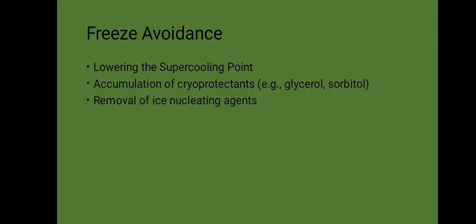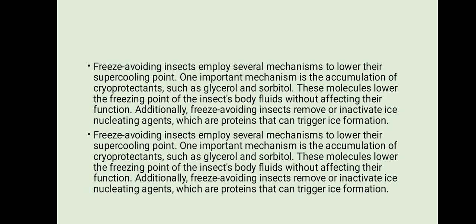Freeze avoidance strategies include lowering the supercooling point, accumulation of cryoprotectants, and removal of ice nucleating agents. Freeze avoiding insects employ several mechanisms to lower their supercooling point. One important mechanism is the accumulation of cryoprotectants such as glycerol and sorbitol. These molecules lower the freezing point of the insect's body fluids without affecting their function.